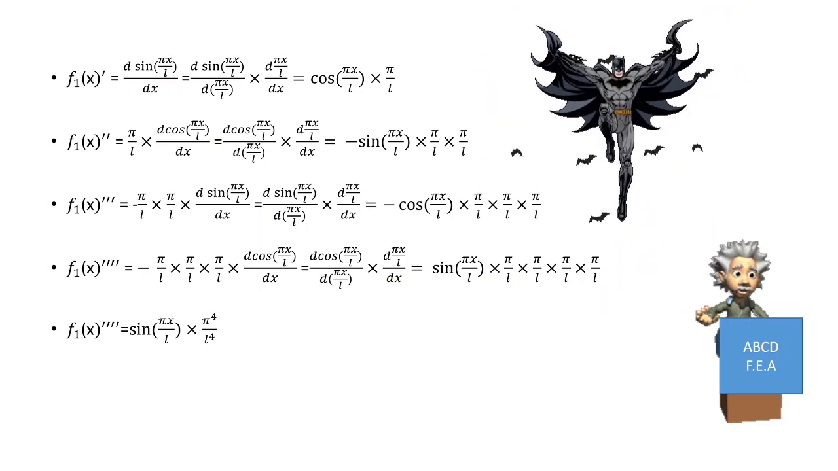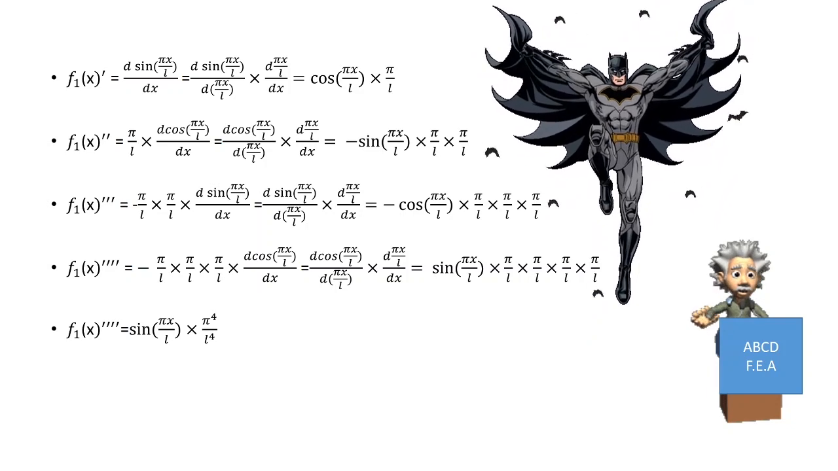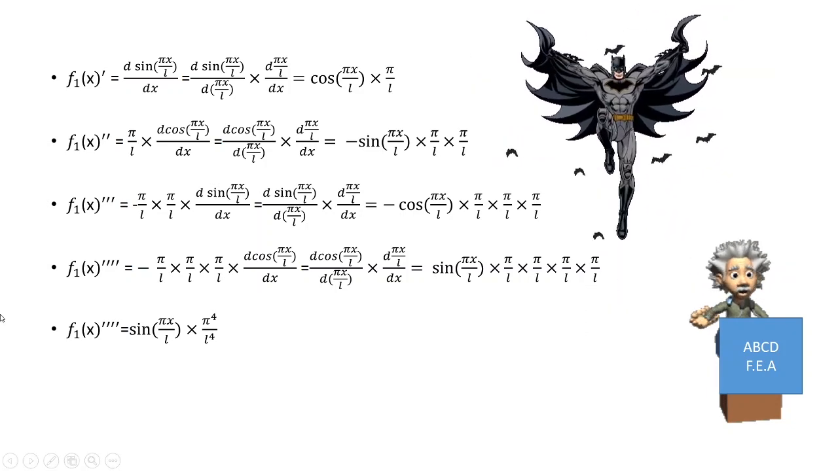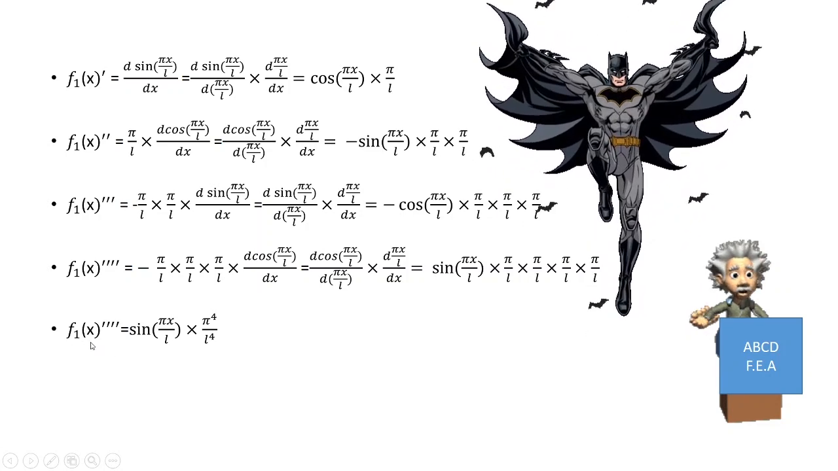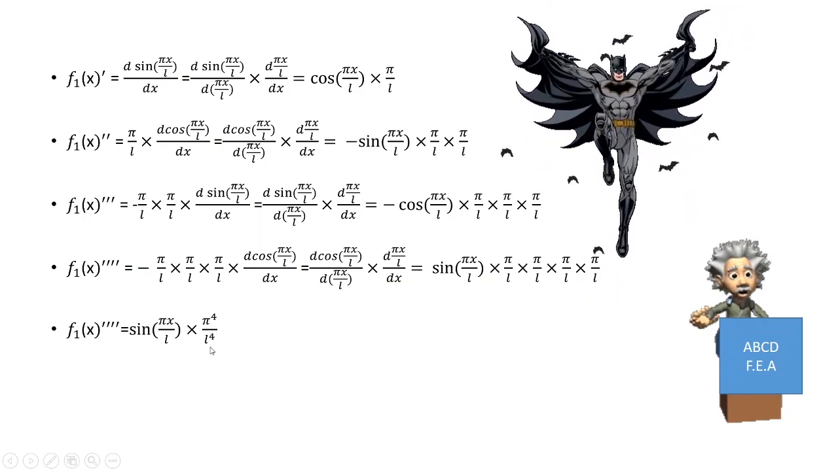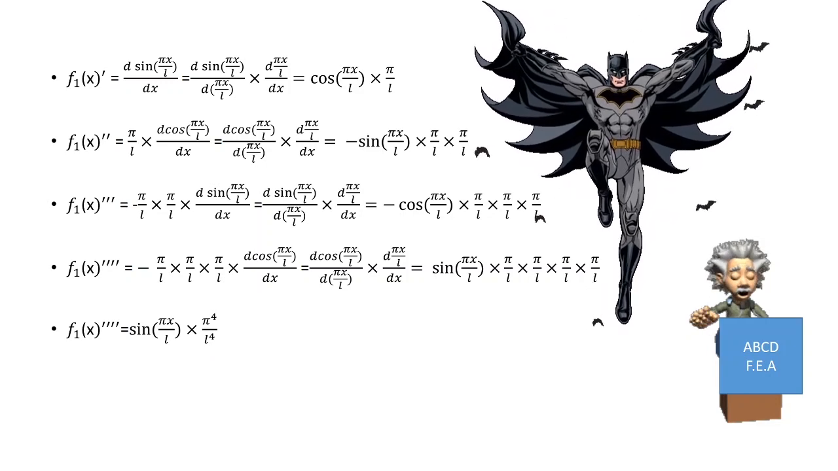I have given the fundamentals in the previous video, how to get the derivative of sine and cos. Ultimately our intention was to get the 4-time differentiation. When you differentiate 4 times, you will get sin(pi x by L) into pi⁴ by L⁴. Got it? So this is our basic intention, to find the 4-time derivative of sin theta.